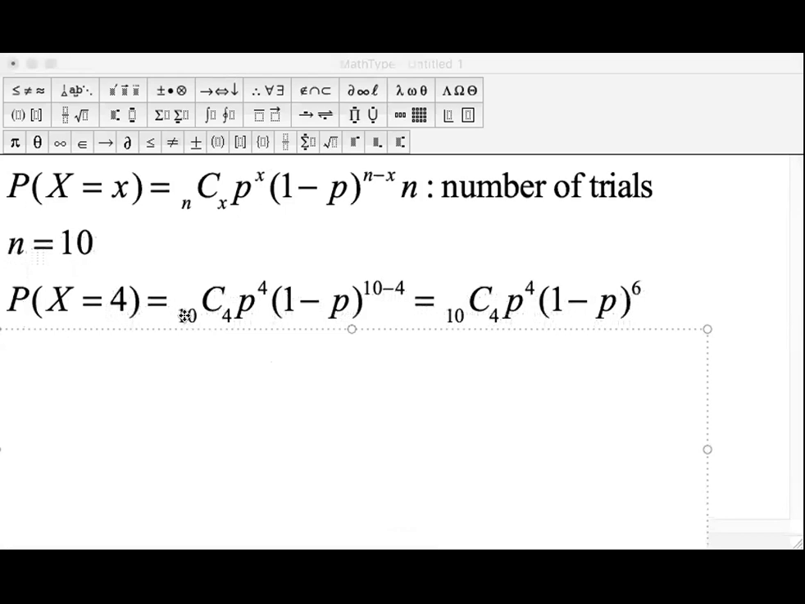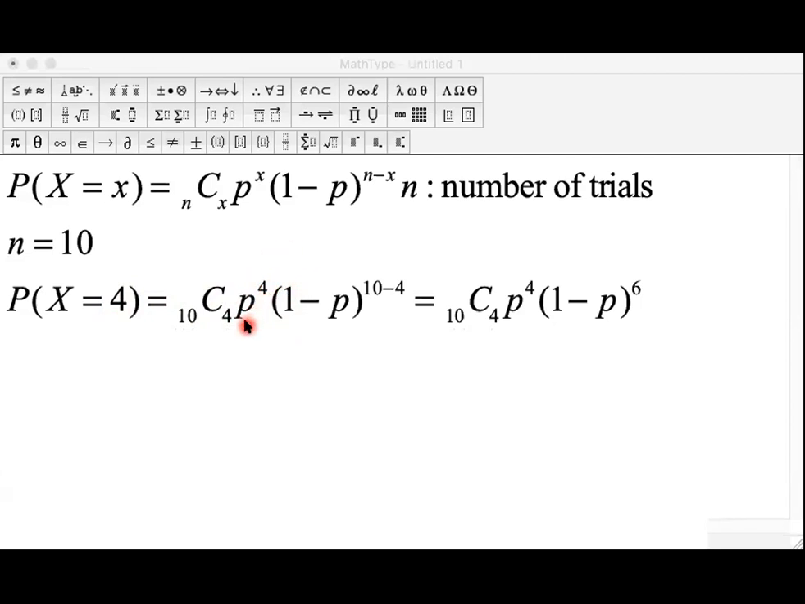Then the formula becomes 10 choose 4 times p to the 4th power, where p is the probability of success, and the success could be tossing a heads on a coin, the success could be getting a blue when you spin the wheel, the success could be that you're a union worker. It's raised to the 4th power because we want to know if there are 4 tosses that are heads.